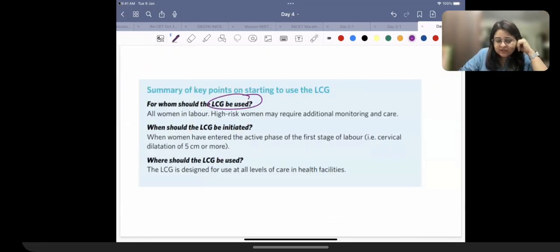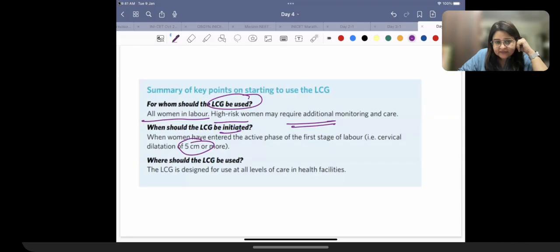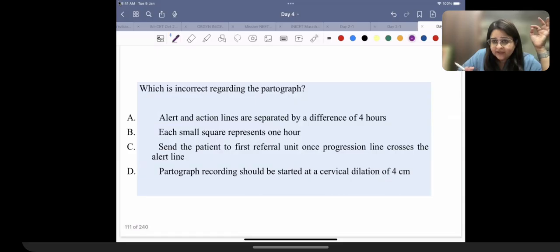Okay, so for whom should the LCG be used? For all women, but high risk women require additional monitoring. Start at 5 centimeters. And where should you use it? At all levels of care, whether you are at the primary healthcare center, whether you're working in AIIMS, whether you're working in a top corporate hospital, or in a nursing home, everywhere you should use the labor care guide.